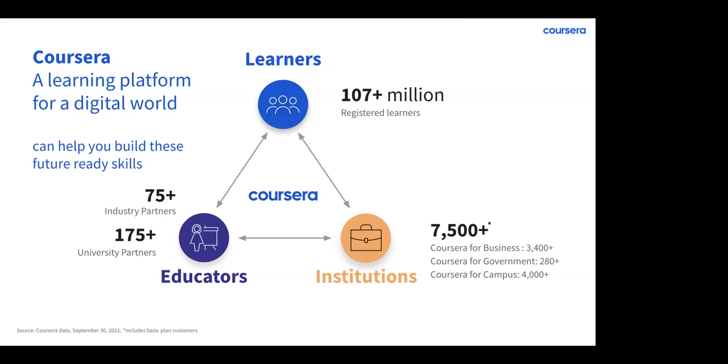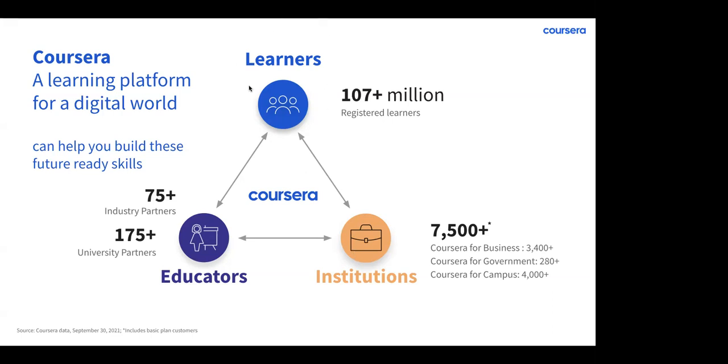And at present, Coursera has about 107 million plus registered learners on the platform. These learners come from all walks of life. Some of them are working individuals, some of them are college students, and some of them are even senior executives who are using the Coursera platform to learn and to upskill themselves on a daily basis. Now, as you can see, we see ourselves supporting an ecosystem with three main pillars.